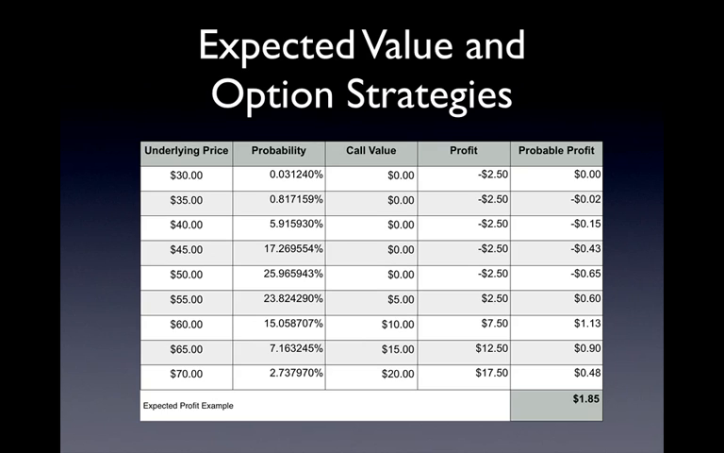The table shows 9 possible values of the underlying stock price at expiration, the probability that the stock will be at that price in 90 days, the value of the call for the underlying price, and the P&L of the position. The final column shows the product of the profit and probability columns. Each cell in the probable profit column corresponds to a term in the weighted average sum formula we saw earlier. At the bottom of the probable profit column is the expected profit of $1.85.